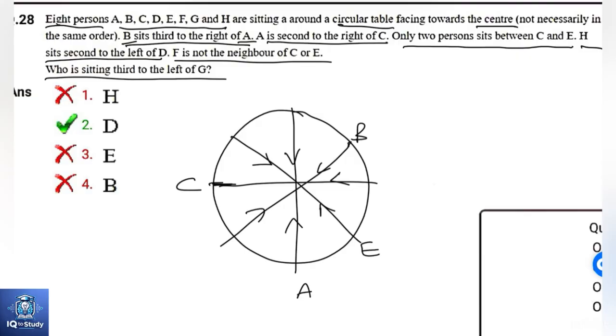H sits second to the left of D. If we take D here, then H will come here. F is not the neighbor of C or E. So obviously F will sit here. The remaining is G. G will sit here. Who is sitting third to the left of G? D is sitting third to the left of G.